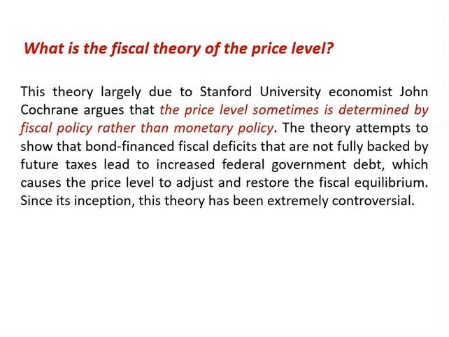Finally, we want to touch upon a theory that links fiscal policy to inflation. What is the fiscal theory of the price level? This fiscal theory of the price level is largely due to Stanford University economist John Cochrane, who argues that the price level sometimes is determined by fiscal policy rather than monetary policy. The theory attempts to show that bond-financed fiscal deficits that are not fully backed by future taxes lead to increased federal government debt, which causes the price level to adjust and restore the fiscal equilibrium. Since its inception, this theory has been extremely controversial.